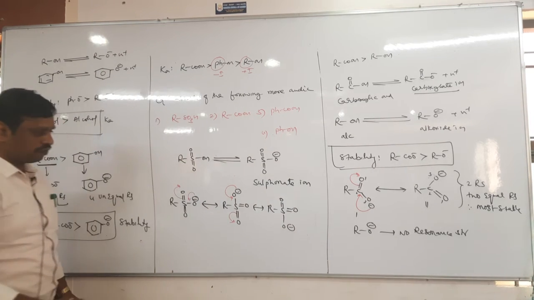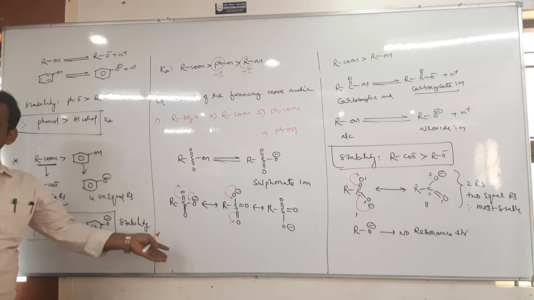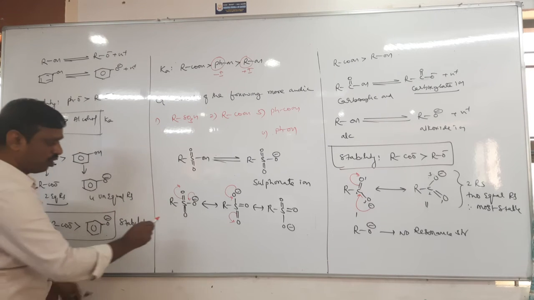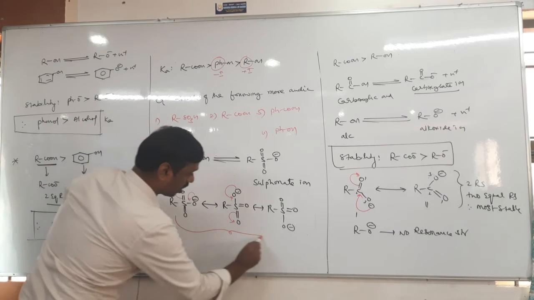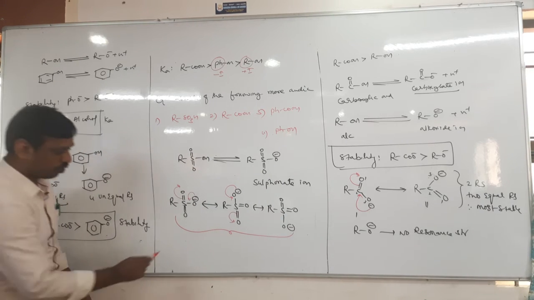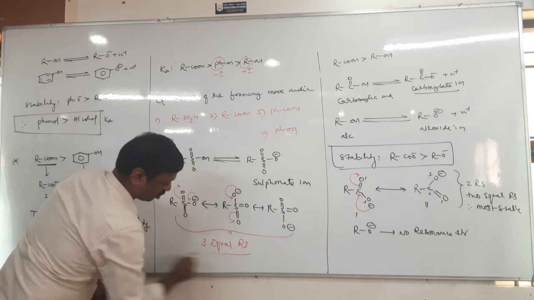So will you write? Can you write another structure? No. If you try to write another, you will get any one of these 3. So therefore, whether all 3 are equal or unequal, they are equal. So therefore, there are 3 equal resonance structures.